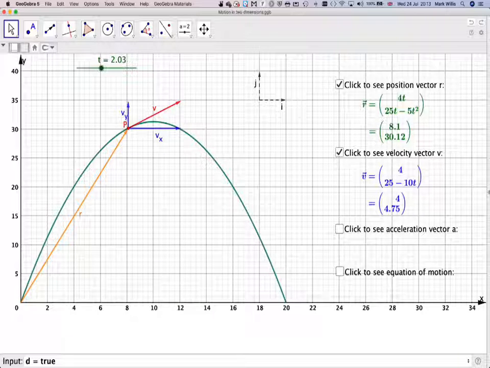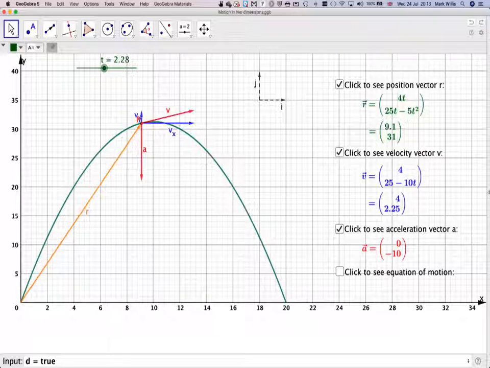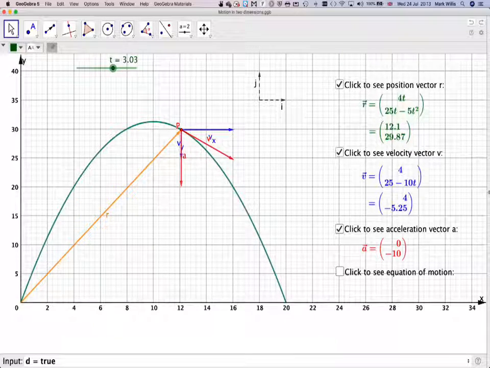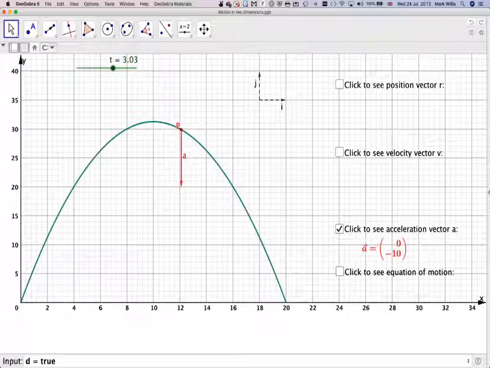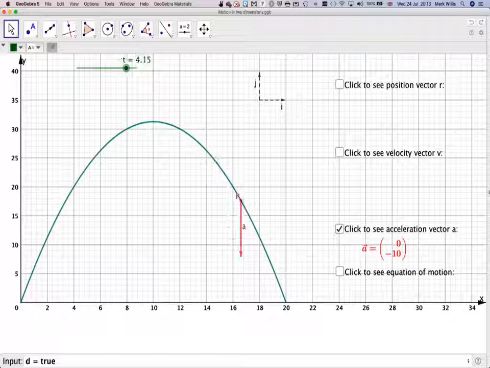Now, if we differentiate this again, this is going to be 0, and if we differentiate this again, we get minus 10. So in fact, the acceleration is independent of t, and the reason is that gravity is roughly 10. We can see that a always acts downwards. If I cancel the other two, you'll be able to see that all the time. a is always going to be the same because it's acting against the ball like that.